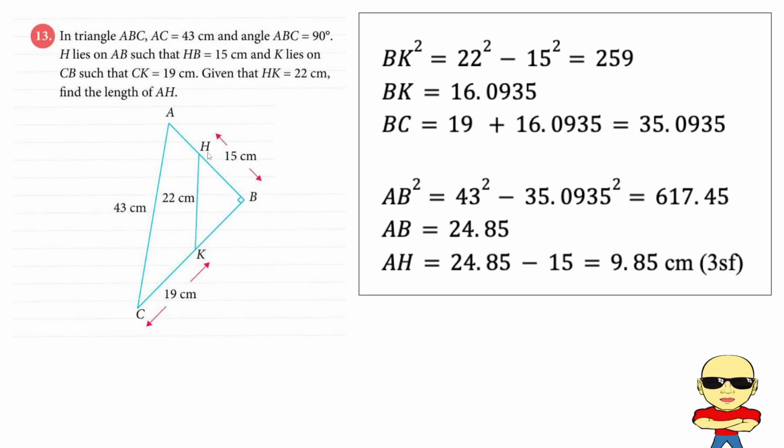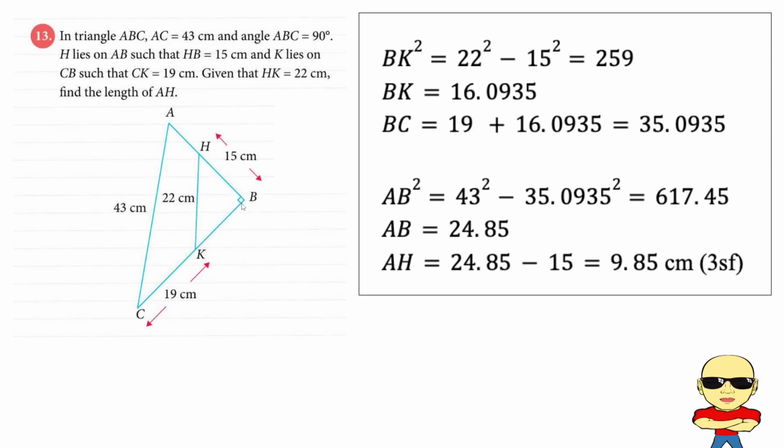We need to actually think about this in reverse order. To find AH, we need AB, because AB minus 15 gives us AH. To find AB, we need BC. To find BC, we need BK. So we'll start by finding BK.